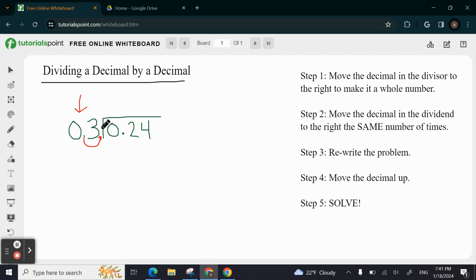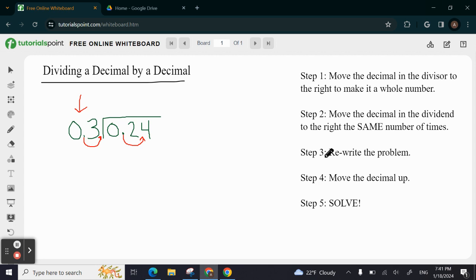So what we do to our divisor, we have to do to our dividend on the other side of the line. So we moved our decimal place 1 spot on our divisor, and we are going to do the same thing with our dividend. Okay, we moved the decimal place 1 spot to the left.